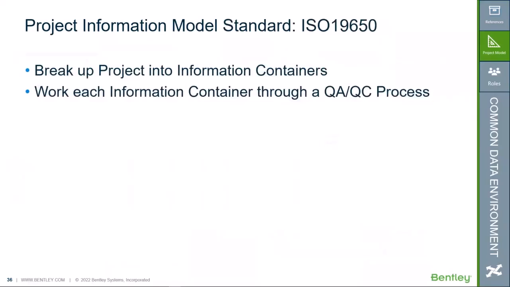For this project, we embraced the ISO 19650 industry standard approach to deliver a project information model during project delivery. And to break it down really simply, the ISO 19650 methodology consists of two key principles. The first one is to break up the project into information containers, and the second one is to work each information container through a QA/QC process.